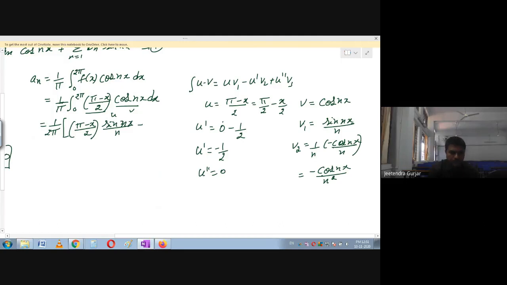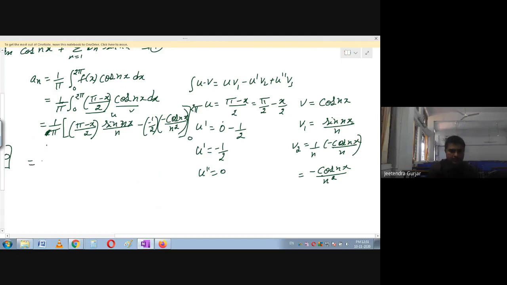So 2 is here, I have taken u is equal to pi minus x upon 2. This is again minus, we can see u dash is nothing but minus 1 upon 2. Then v2, substitute here, minus cos nx upon n square. If you go for u double dash, it is 0, so no need of calculating. So this is from 0 to 2 pi.